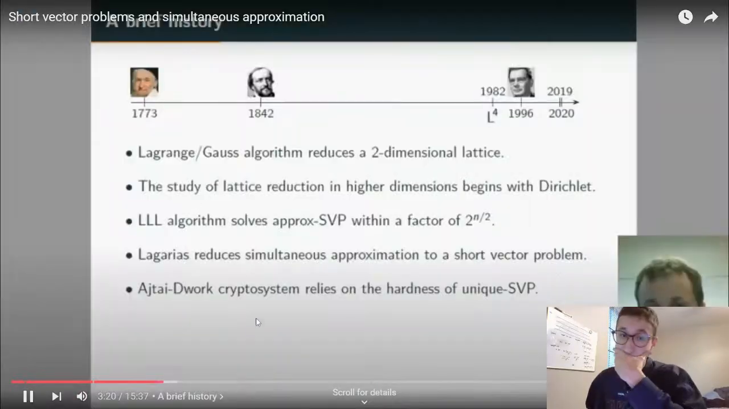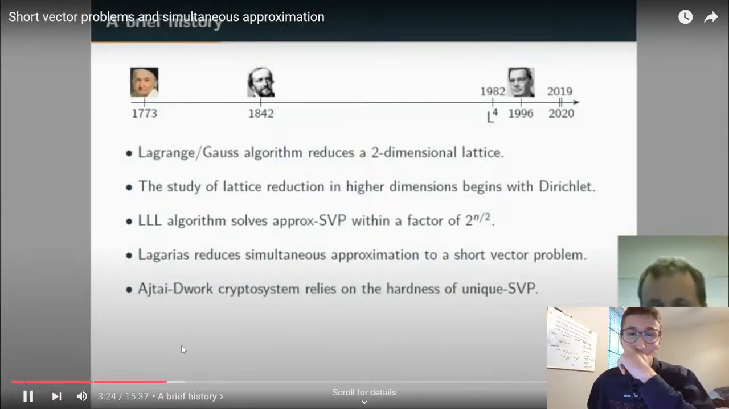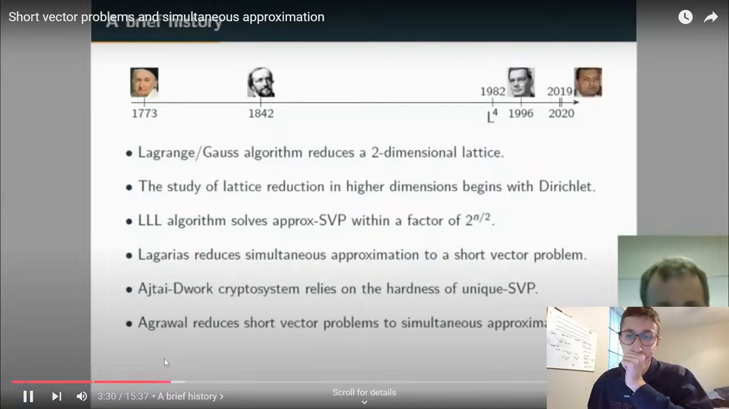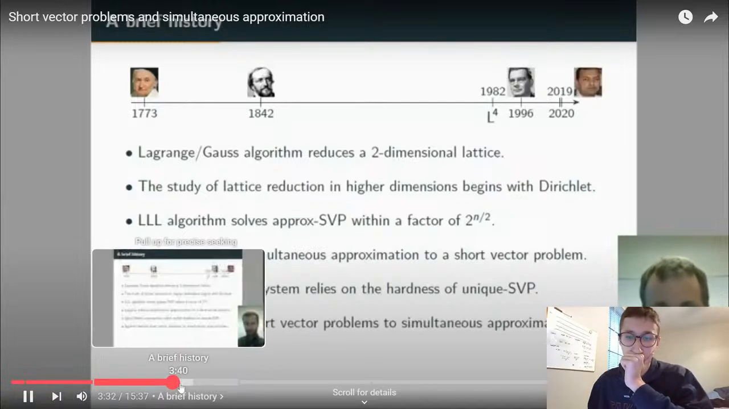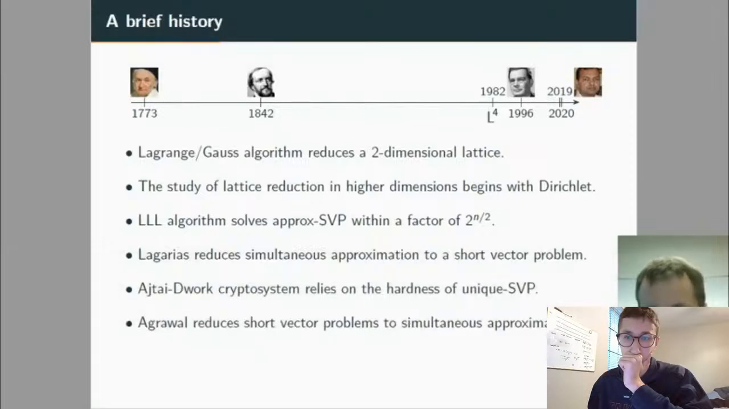Lattice reduction could be used in cryptography. They built a crypto system based on its assumed hardness, and that's helped to popularize the study of the subject. And then just last year, Agrawal, he's the A in the AKS primality test, gave the reverse of the Lagrange reduction, showed how short vector problems could be solved with a simultaneous approximation oracle.